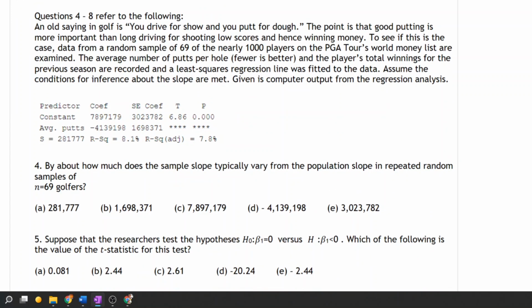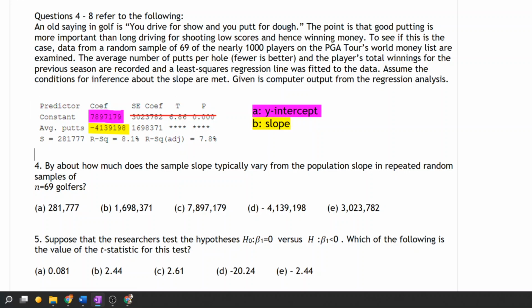So the first thing I want to do here is pick apart all of what we see here. This first number, next to constant and under coefficient, is a, the y-intercept. We learned that in Chapter 3. The next three numbers in that same row are going to be unused, at least for AP Statistics.